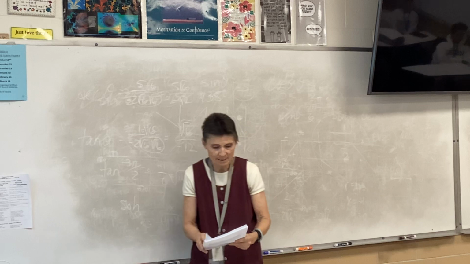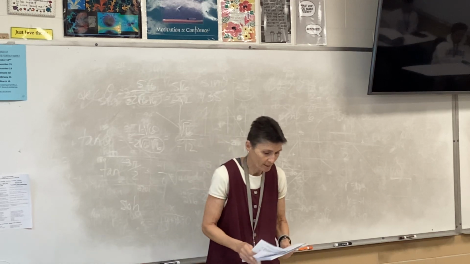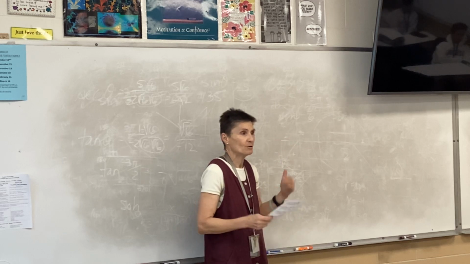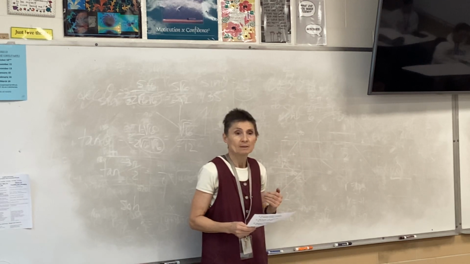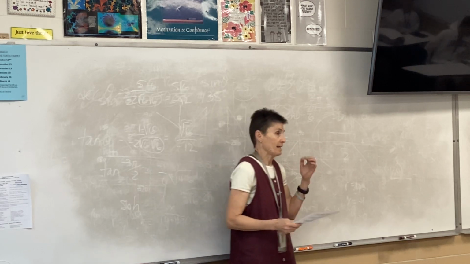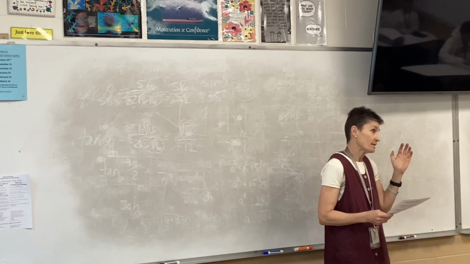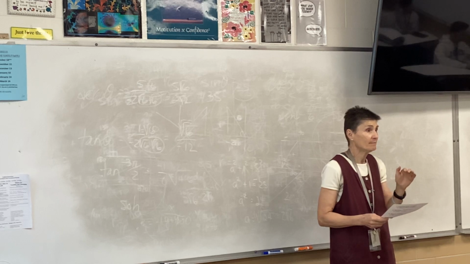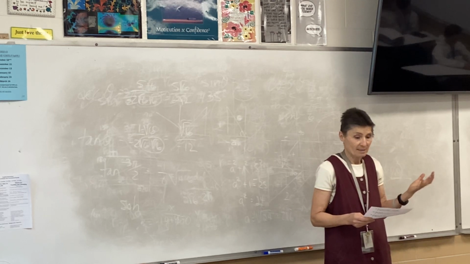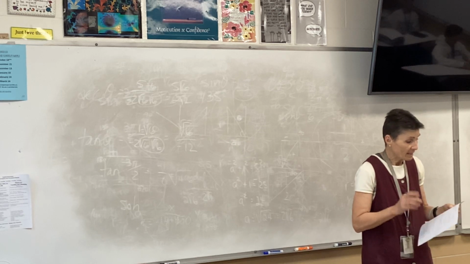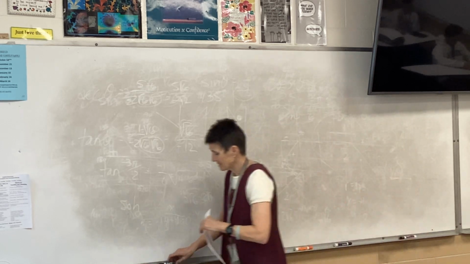So the first one is, which function is opposite over hypotenuse? When I say opposite over hypotenuse, what is that? Sine. And you'll just write sine. So you can write S-I-N-E. You can write the abbreviation, which is SIN, but that's what goes in that blank, because that's what opposite over hypotenuse is.